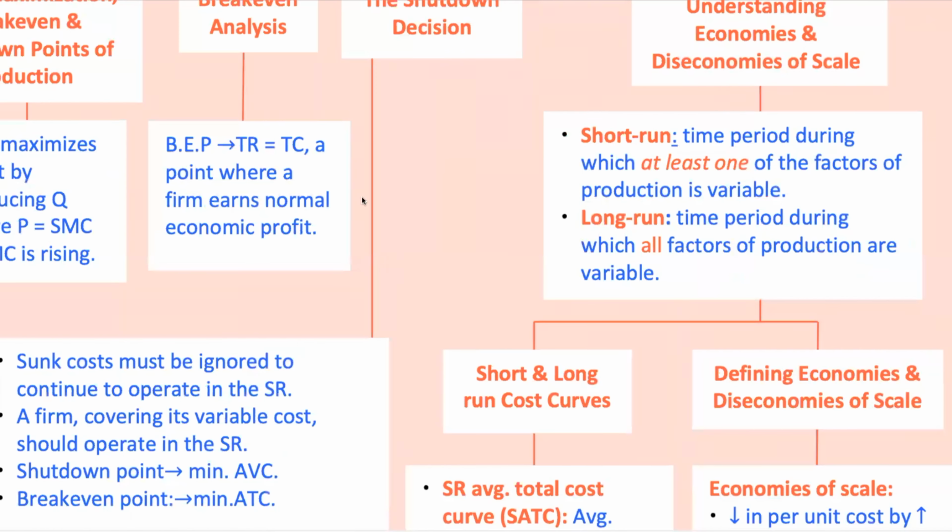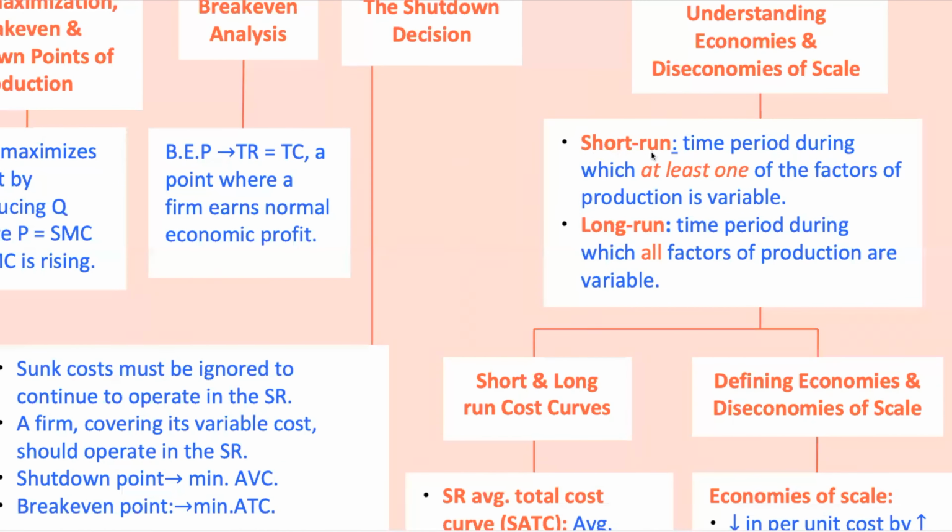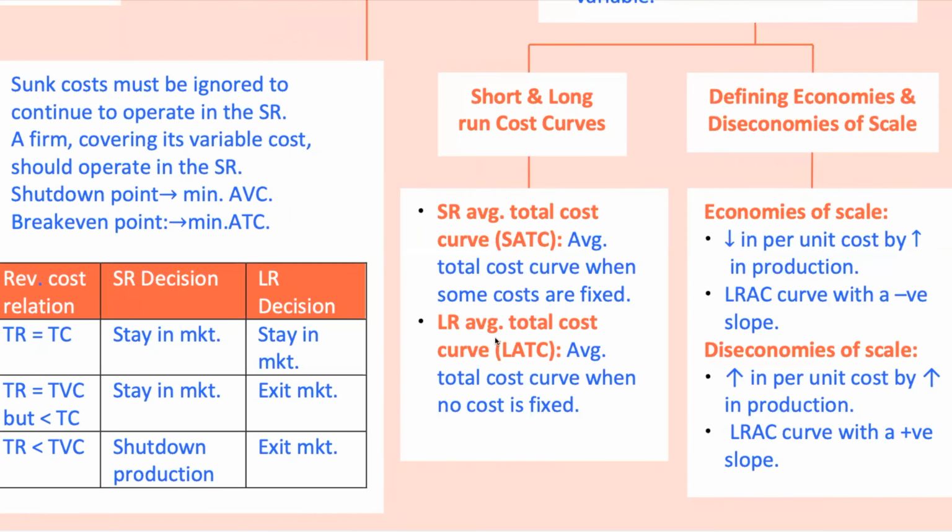In the short run, at least one factor of production is fixed, such as the size of the factory or the amount of machinery. In the long run, all factors of production are variable, allowing firms to adjust their operations fully. The long-run average cost curve is an envelope of short-run average cost curves, showing the lowest cost at which a firm can produce any given level of output.